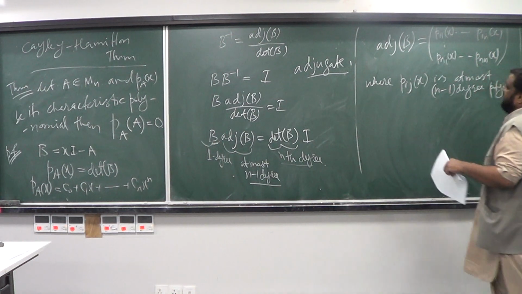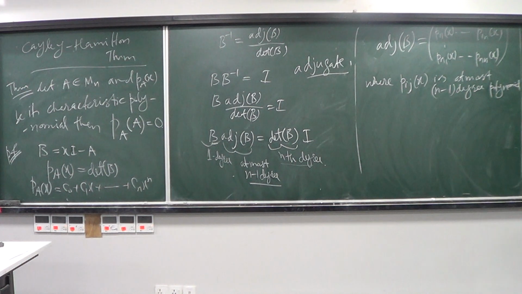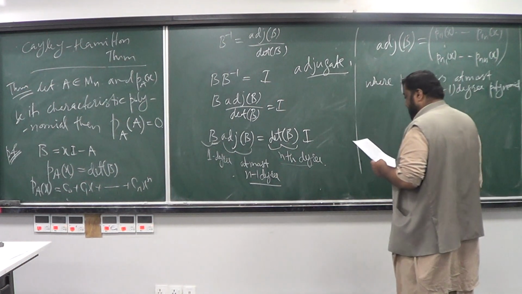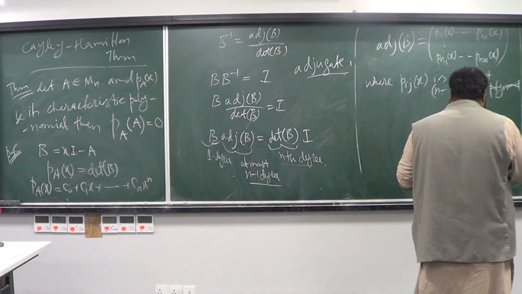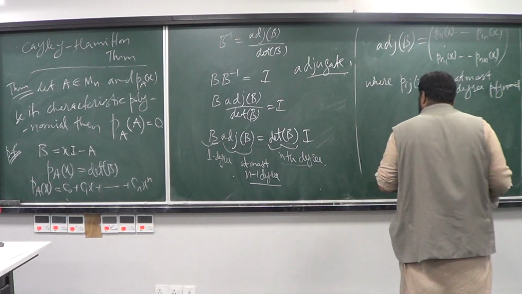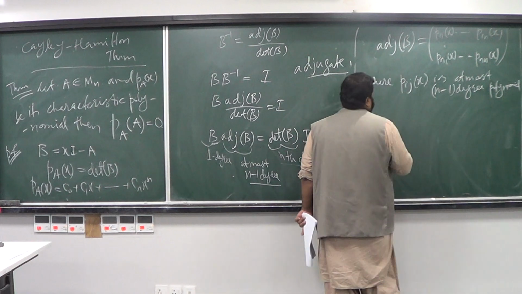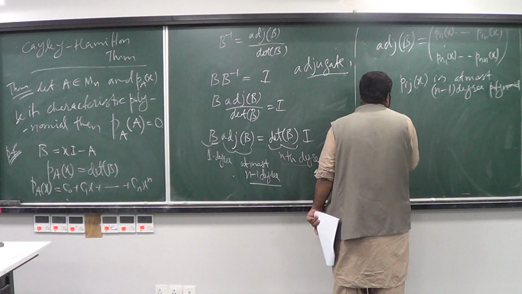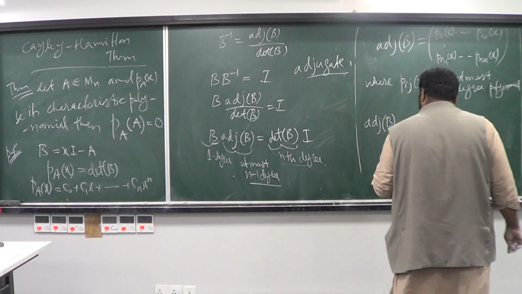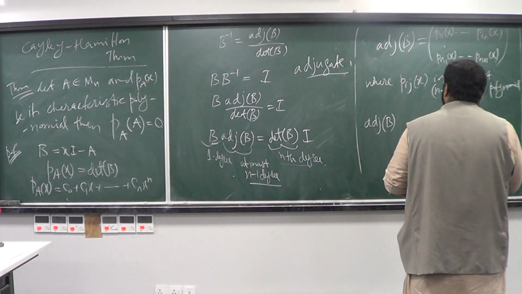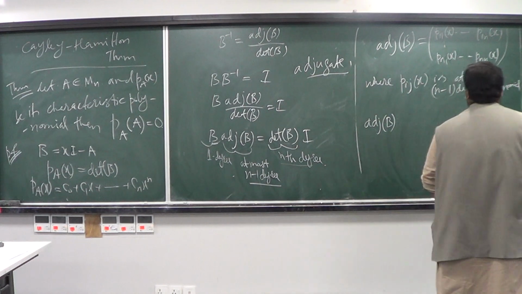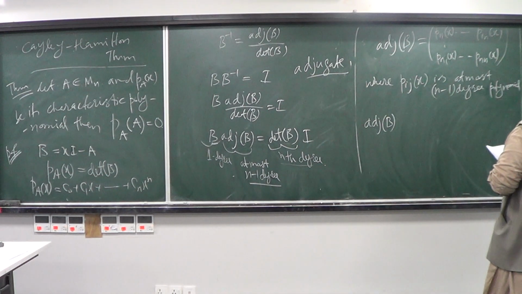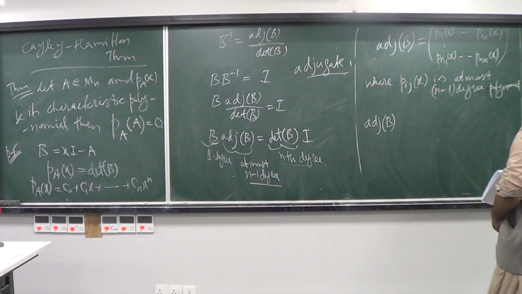Okay, it's going to be at most an n minus 1 degree polynomial actually. So if it is at most an n minus 1 degree polynomial, how can I write the adjoint of B more explicitly?